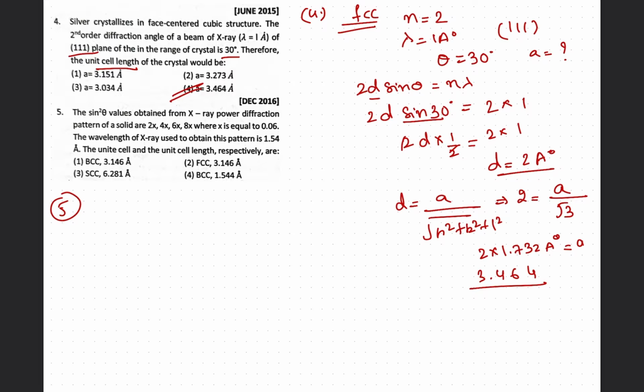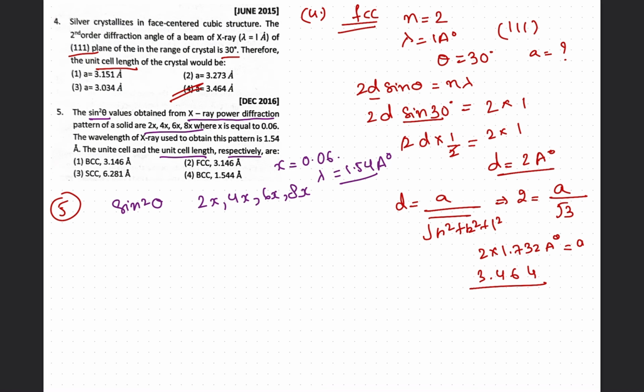Similarly, fifth question. The sin square theta values obtained from an X-ray powder diffraction pattern are 2x, 4x, 6x, 8x, right? Where x is given as 0.06. The wavelength of X-ray used to obtain this pattern, lambda, is given as 1.54 Angstrom. The unit cell type and the unit cell length are asked. Now this question is very easy.